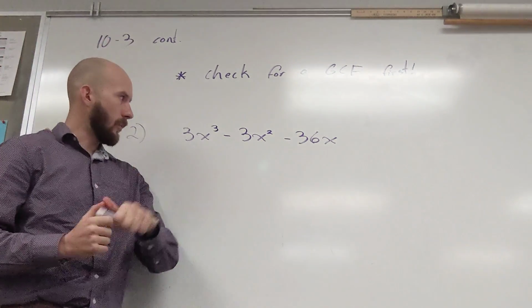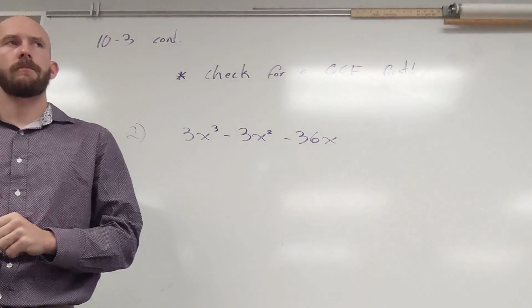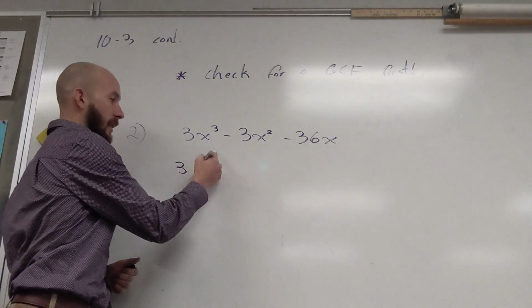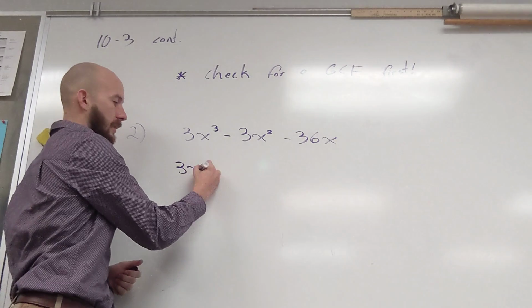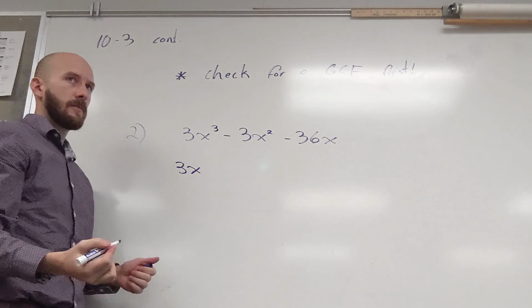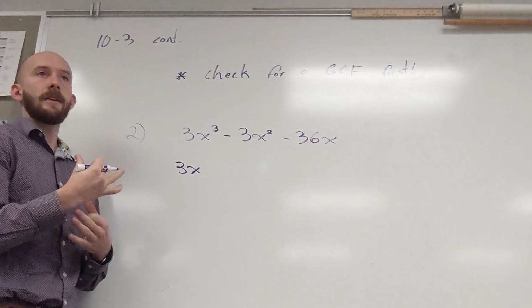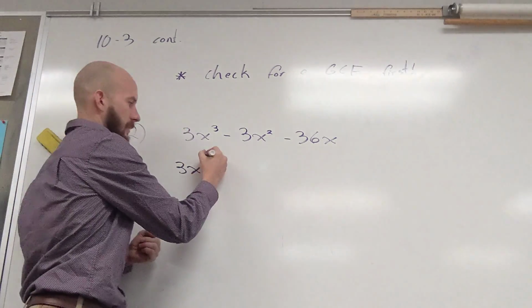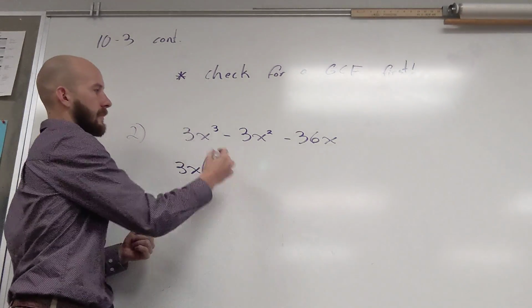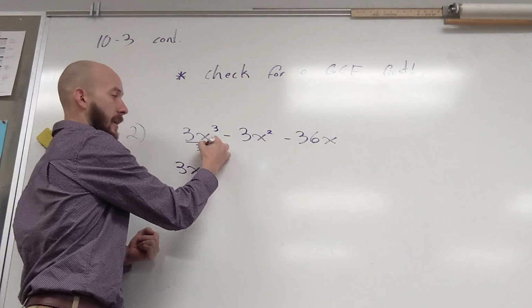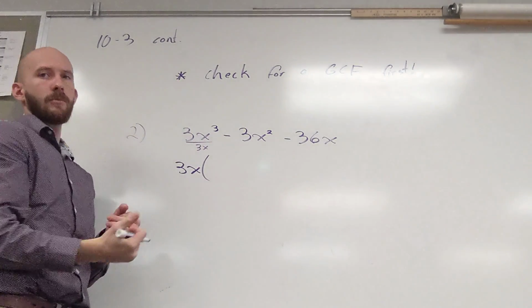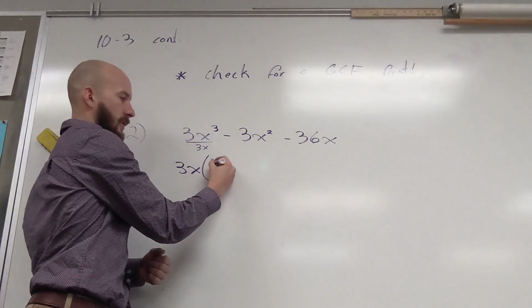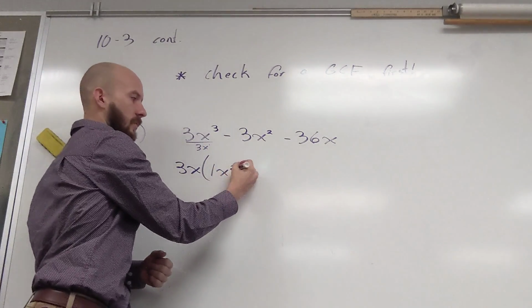So what do we have for a GCF here? 3. And if you look at the variables, they have an x in common as well, right? So your GCF of all three terms is actually 3x. Then put your parentheses. Divide everything by 3x. Remember to subtract the exponents. So this is 1x squared.